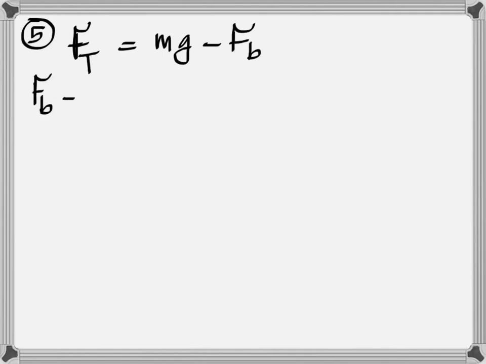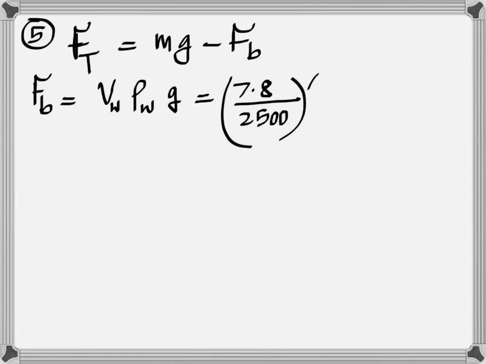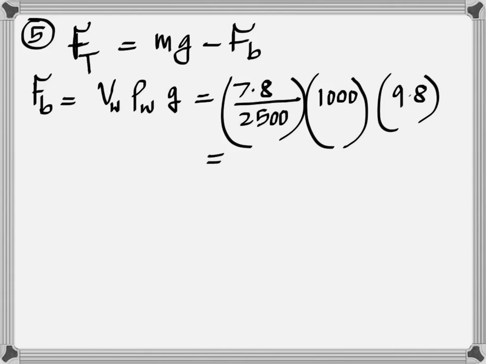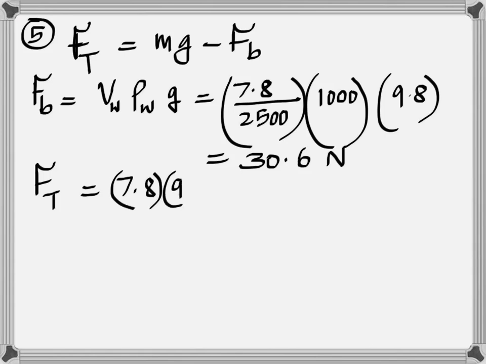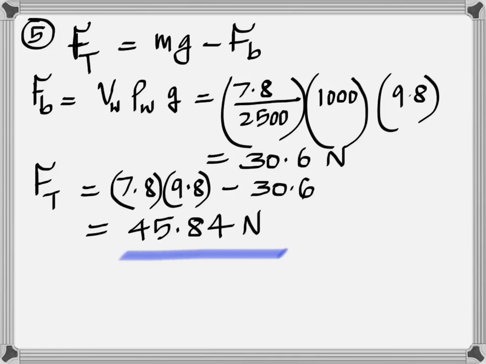In this case, the tension in the string is the weight acting down, take away the buoyant force acting up. 0.84 newtons.